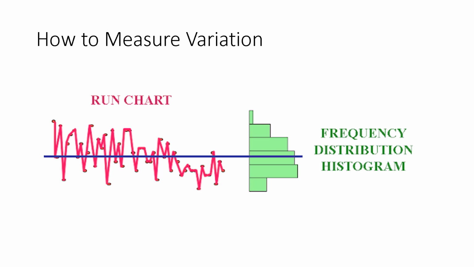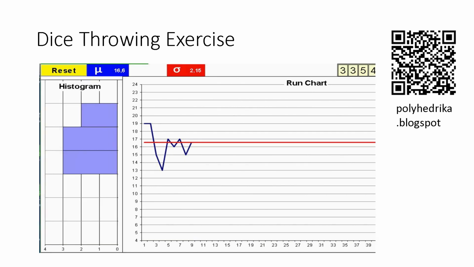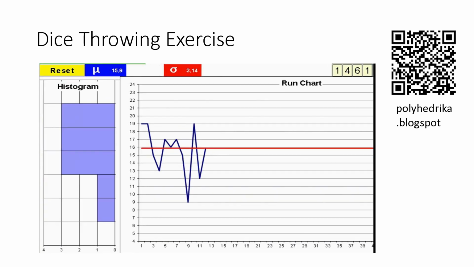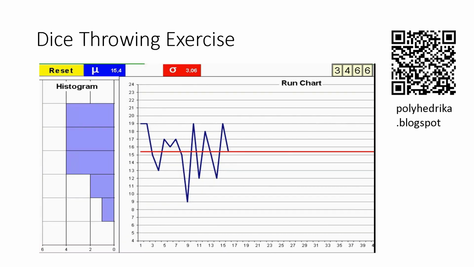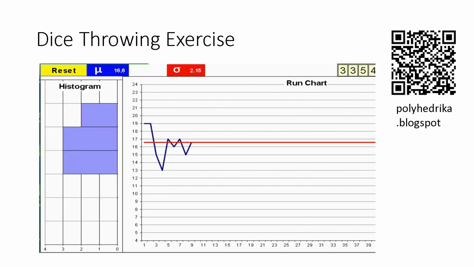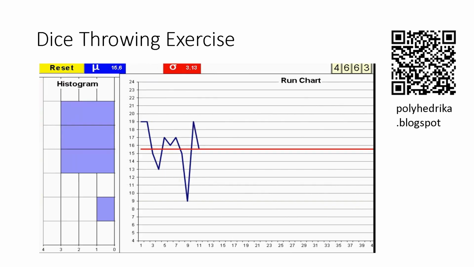We can use two metrics for variation which complement each other, a run chart and a frequency distribution histogram. We will now use an Excel file to simulate the throwing of 4 dice and adding the outcomes. A histogram and a run chart will automatically be built.